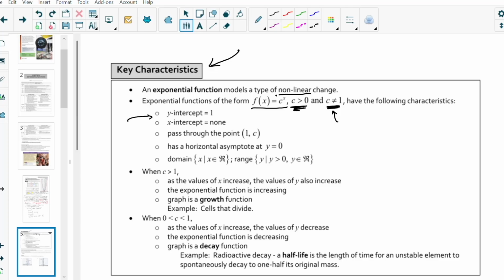So this graph has a characteristic where the y-intercept is always 1. There is no x-intercept. It passes through the point (1, c), has a horizontal asymptote at y equals 0, so it approaches the line y equals 0 but never touches it. And here's the domain: all real numbers in the x, and then the range, y is greater than 0, so that's your horizontal asymptote.